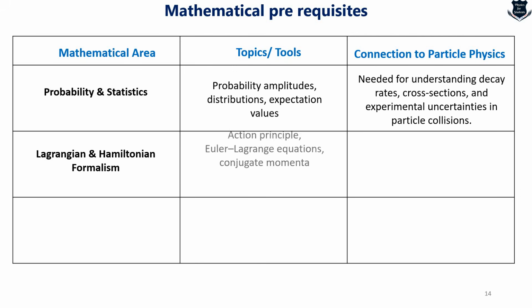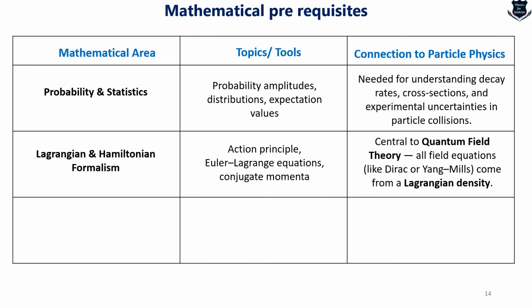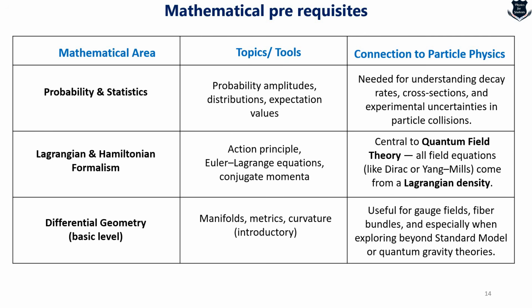Obviously, Lagrangian and Hamiltonian formalism are related to particle physics, because it is central to what is called the Dirac or Yang-Mills Lagrangian density. It cannot be avoided. Finally, this is optional. You can have an understanding of differential geometry at a very, very basic level, because certain gauge fields or fiber bundles may demand a basic knowledge of differential geometry. Having said that, this covers our mathematical prerequisites.